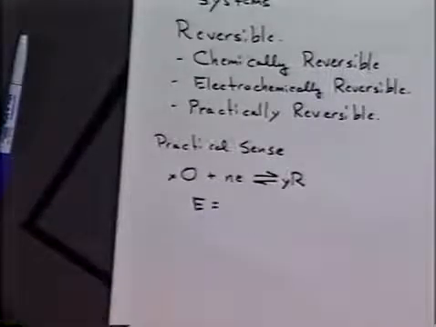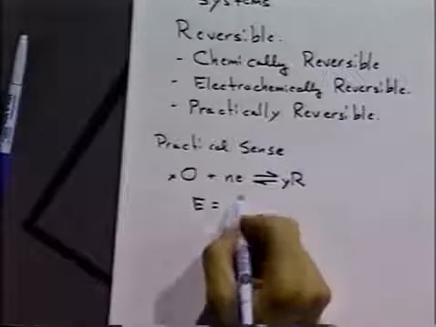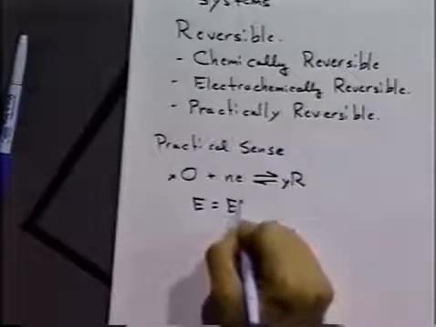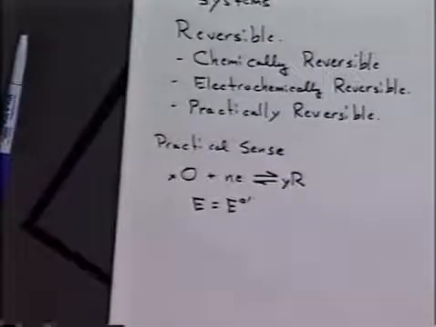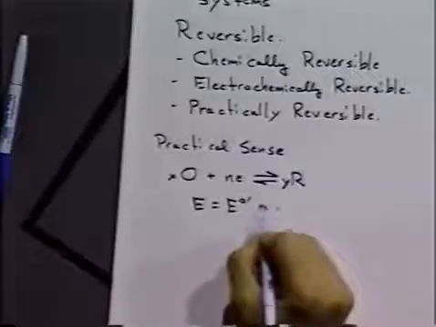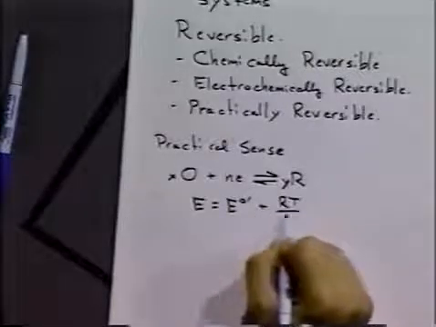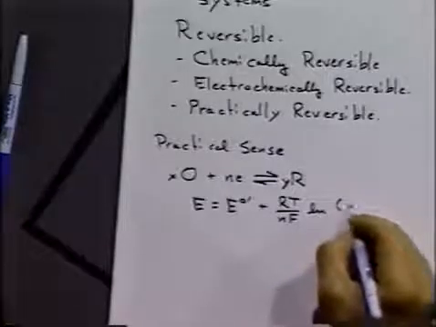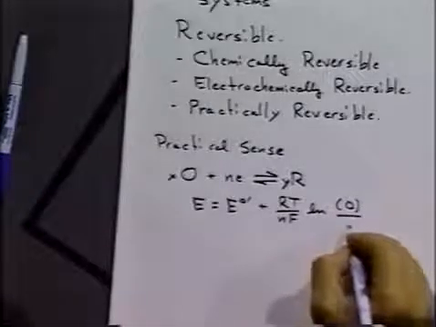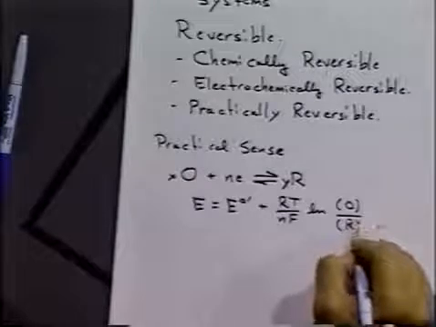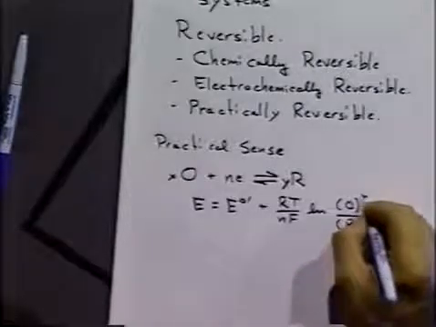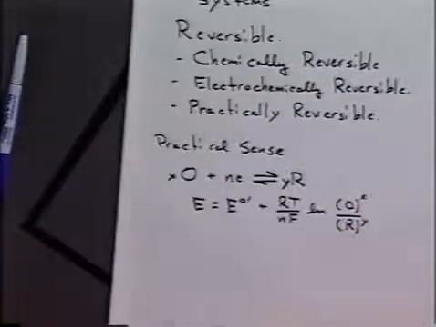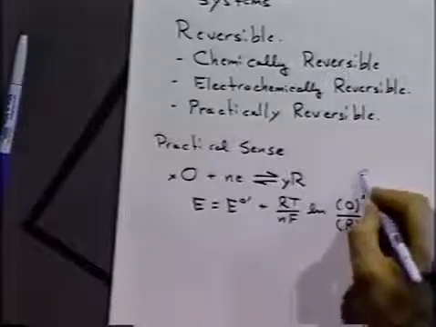The potential of that system, the electrochemical potential of that system, is the standard potential of the system plus RT over nF, natural log of the activity of species O over the activity of species R. And of course, then we'll use our stoichiometric coefficients in that regard. And as I said, these are activities.